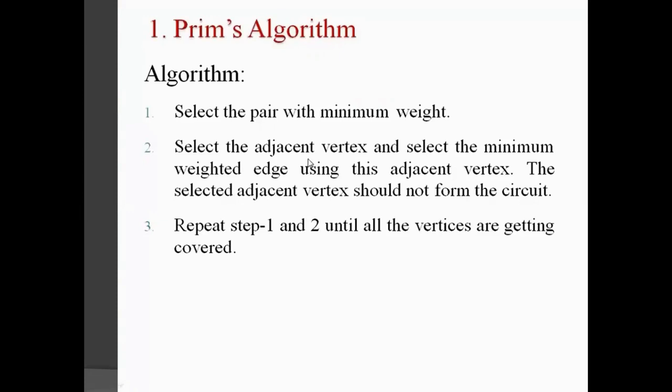When we use Prim's algorithm, if you want to select one nearby village, the second village should be selected nearby, and it should also be connected with the first village. This is one example. And the third step is to repeat steps 1 and 2 until all the vertices are covered.